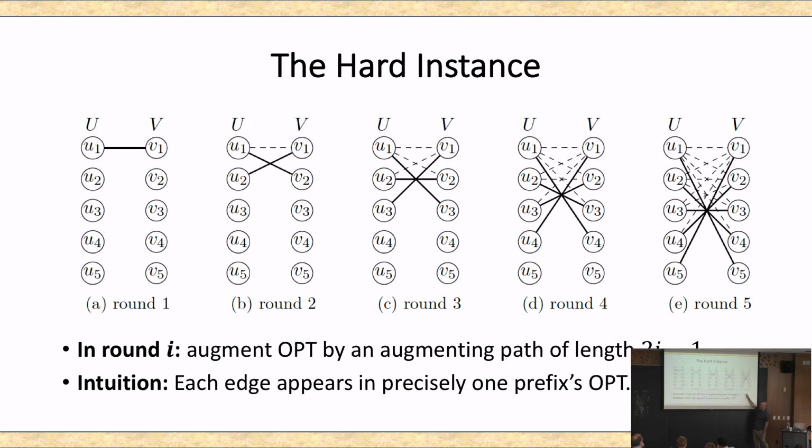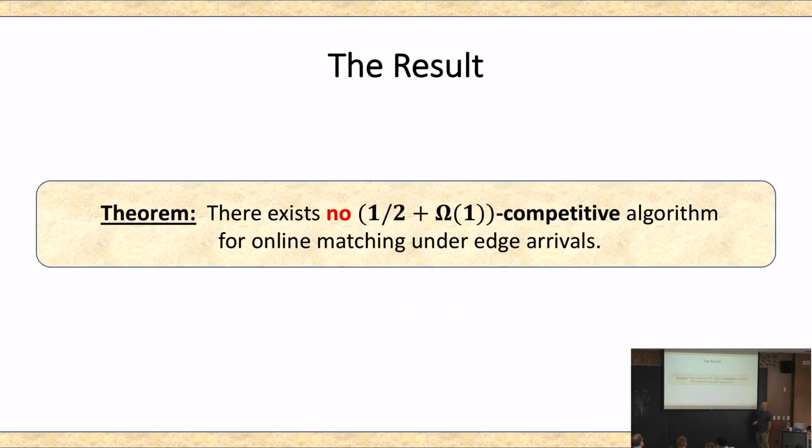Okay, so this input plus the LP from the previous slide and the general discussion up until that point allows us to show the following result. There is no 1/2 plus constant competitive algorithm for online matching under edge arrivals. Great. Unless there are any other questions, for the remainder of the talk I'll give you some idea of what went into the vertex arrivals result.